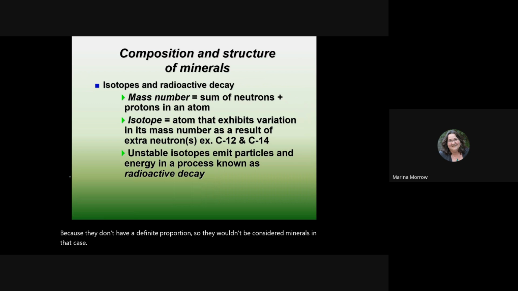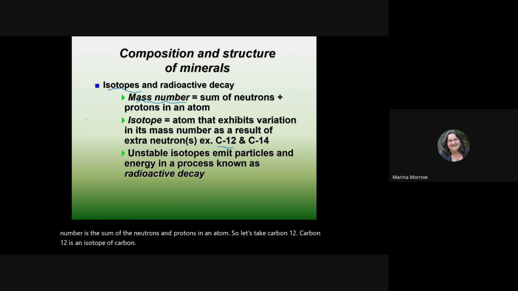Okay, the last thing we really want to talk about are isotopes, and then we want to talk about different varieties. Okay, so what's an isotope? Isotopes are when you have a certain number of protons, but you have different numbers of neutrons. So we're looking at the mass of the nucleus, the protons and the neutrons. So the mass number is the sum of the neutrons and protons in an atom. So let's take carbon-12. Carbon-12 is an isotope of carbon.